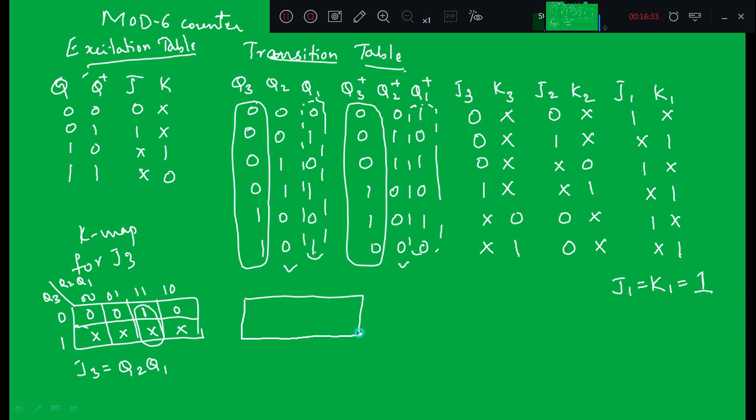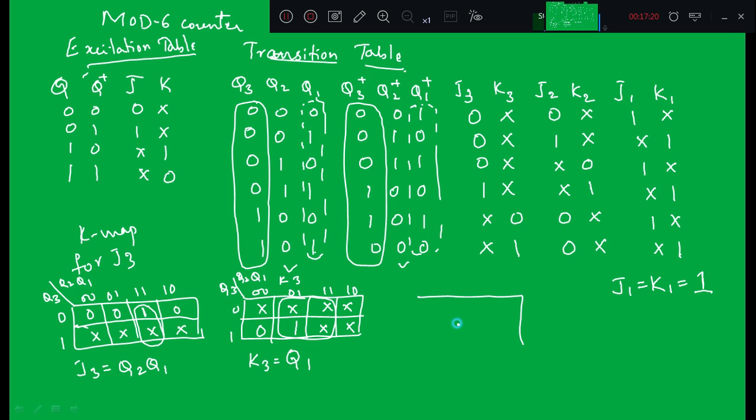Similarly, we'll put K map for K3. This is K3 K map, Q3 Q2 Q1. For the first 4 combinations it is don't care, 2 3 4 it is 0, 5 it is 1, and for 6 and 7 put don't care. Now this 1 can be combined with these 3 don't cares, and we can make a 4 cell group. And what is K3? Q3 is complement to each other, Q2 is also complement to each other, so K3 is equal to Q1.